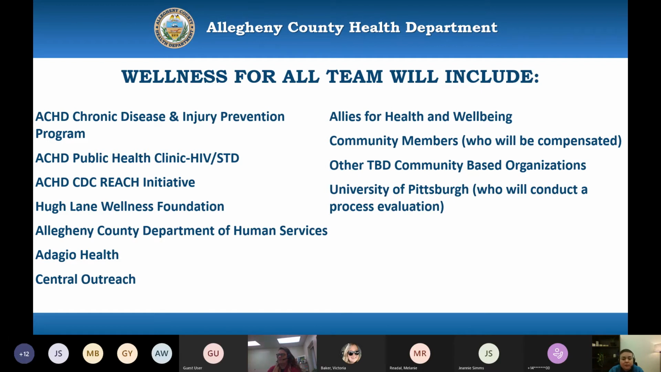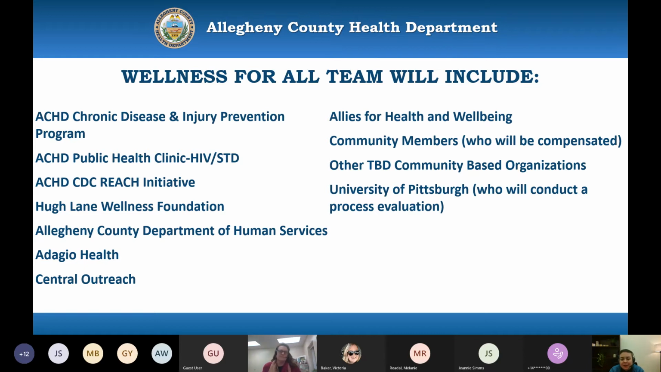provide the feedback and the knowledge about what's going on in these communities in these areas and thinking through how to address them. And of course, the University of Pittsburgh will also conduct a process evaluation for us as well. And so that's kind of a very quick summary of the Wellness for All team and future strategic plan, if you will, to address some social determinants of health and health disparities for LGBT folks here in Allegheny County.